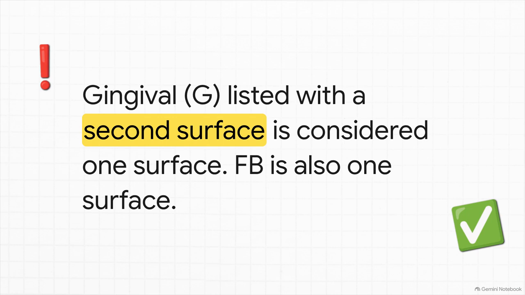Actually, let's add one more. FB, meaning facial buccal, is also considered just one single surface. Why? Because facial and buccal describe the exact same outward-facing side of the tooth. Knowing these multi-letter single-surface rules is a real game changer and will absolutely save you from overcoding and annoying claim denials.